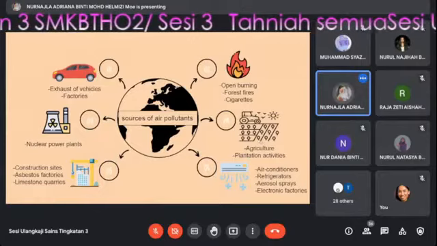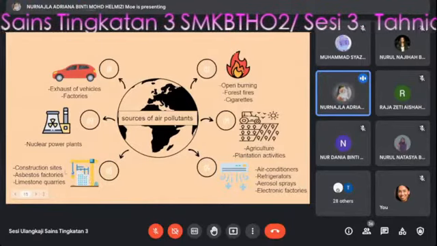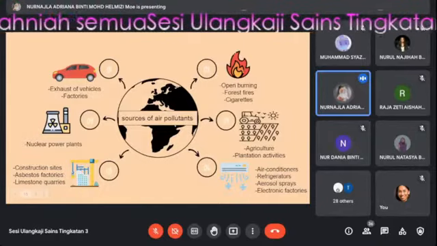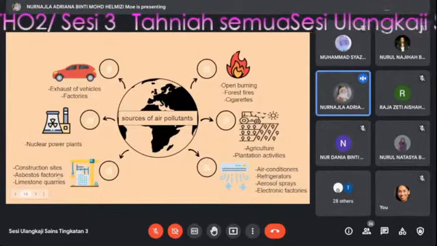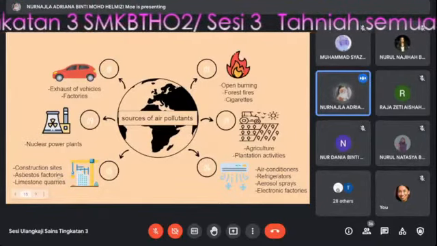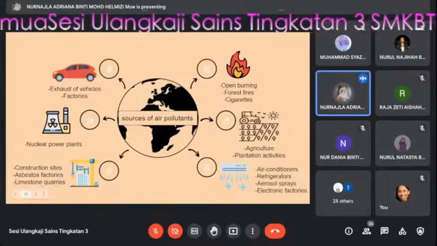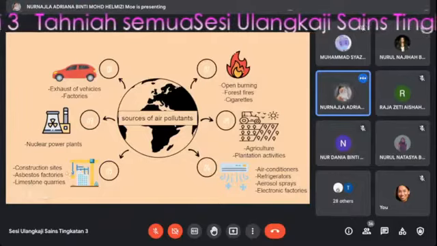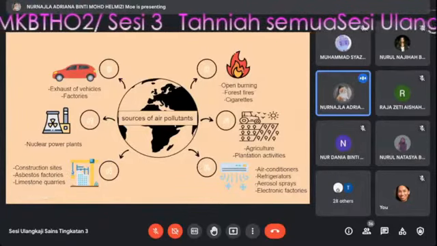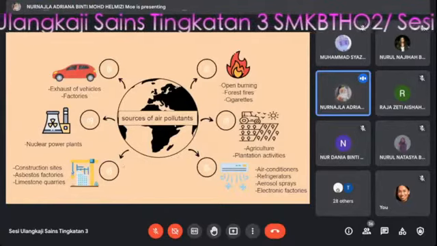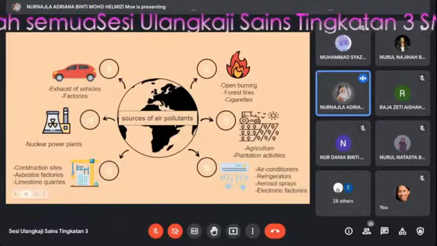Nombor 5, construction sites, iaitu tapak pembinaan, asbestos factories, kilang asbestos, kuari batu kapur, limestone quarry. Limestone ni batu kapur. Punca dia, bahan pencemar dia habuk dan debu.